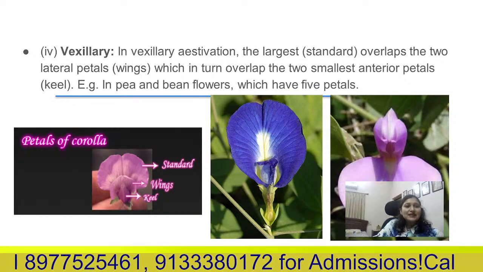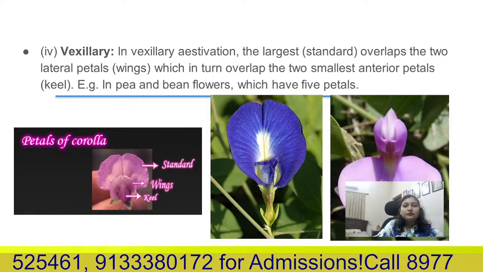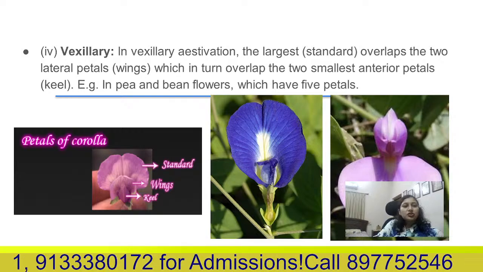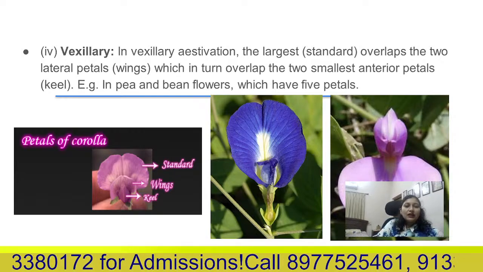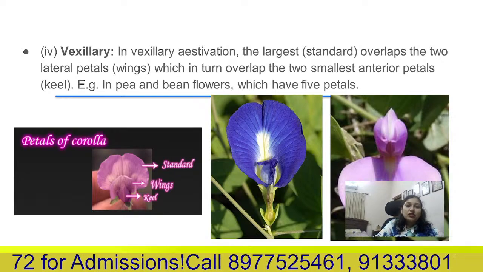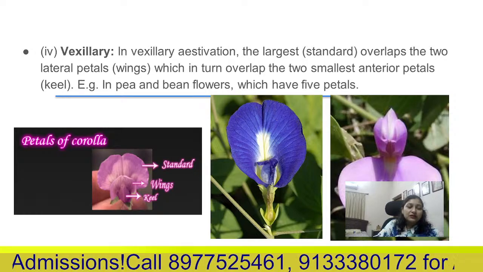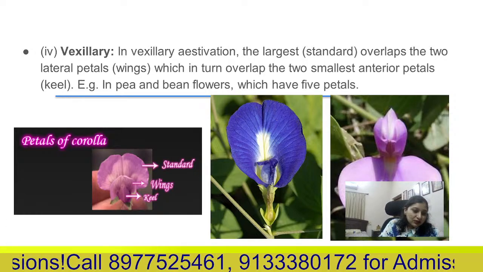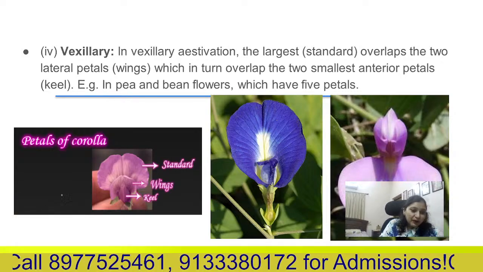The next, vexillary. In vexillary estivation, the largest petal overlaps two lateral petals. These are wings, and they overlap two smallest interior petals. They are called keels. See, look here. So there are names of the petals also.